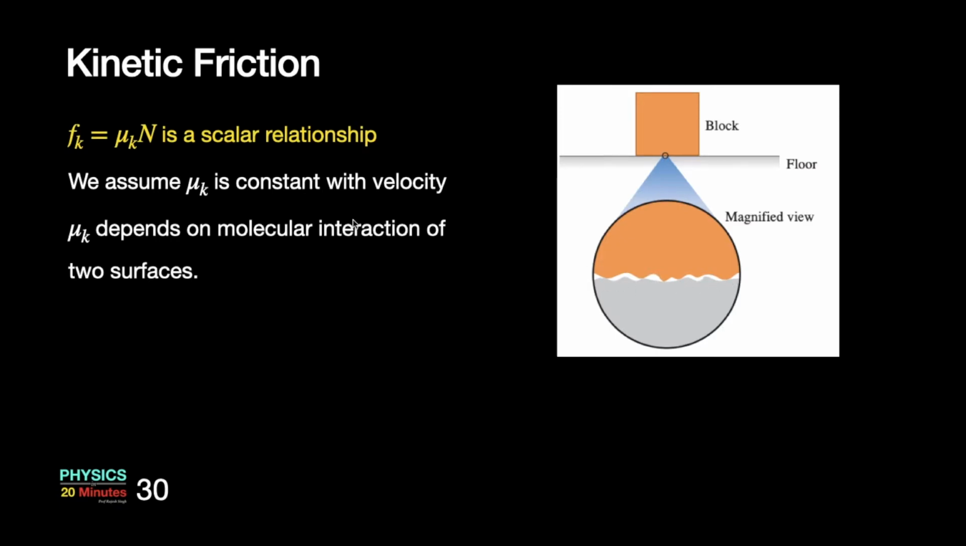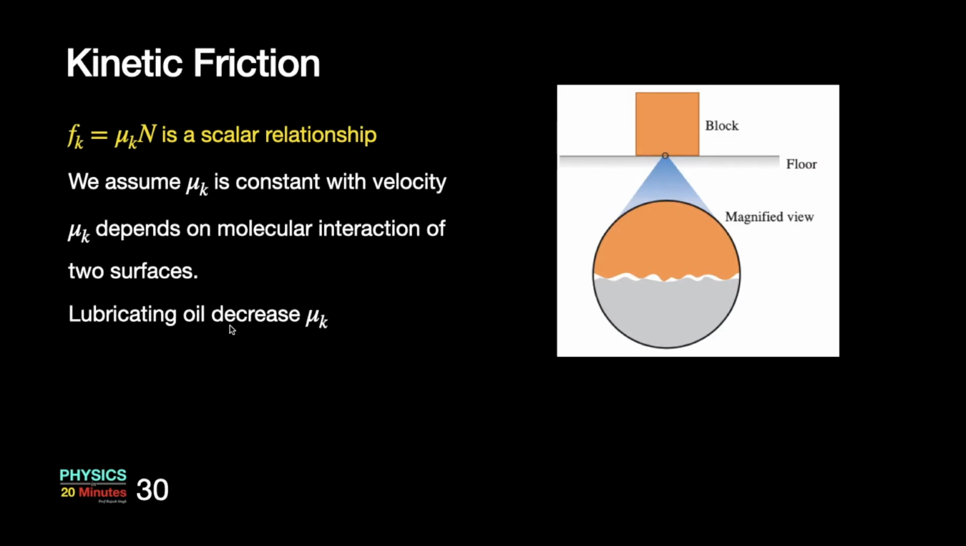In general, if you make the surface smoother, the mu k decreases. But for a very smooth surface, the molecules of the two surfaces will cling on to each other, and again mu k may increase. That is something we call cold welding. In general, it's a complex phenomenon. For the time being, just remember that as the surface gets smoother, the mu k decreases.